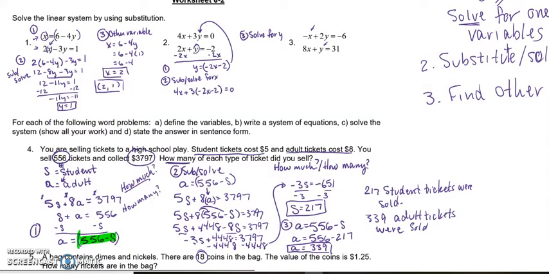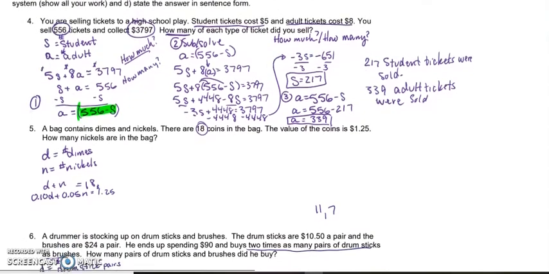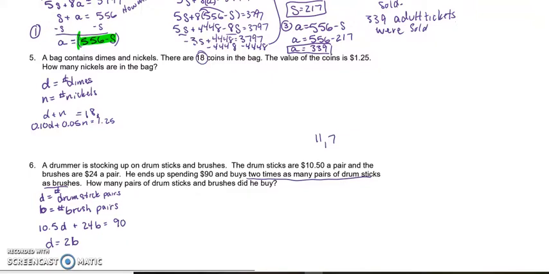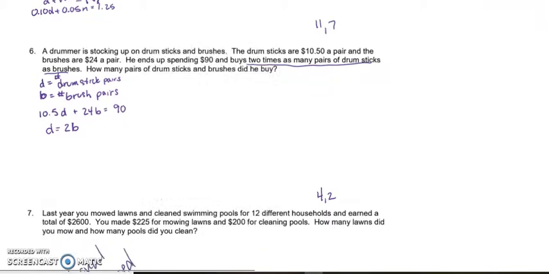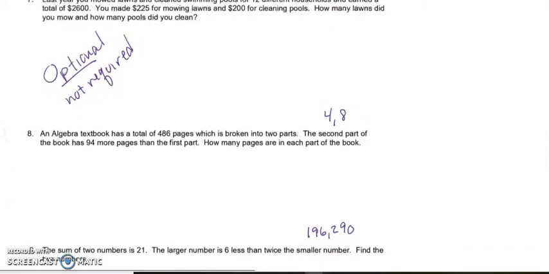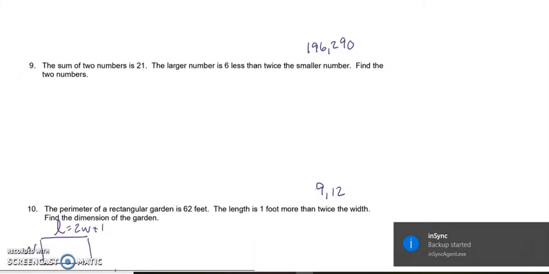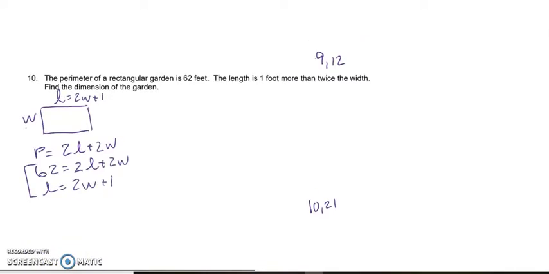So as you're working on this, you might want to know what the answers are, but make sure you show your work on this. But I'm going to give you the answers. We already did this one, and if you need more time, pause your video and then write down the answers. Number 5, the answers are 11 and 7. You still have to do the full sentences for these though. Number 6, the answers are 4 and 2. Number 7, the answers you get should be 4 and 8. Number 8 is 196 and 290. And number 9 is 9 and 12. And then number 10, you might want to look at this picture. I set up the equations for you, but there's the answers for that one.